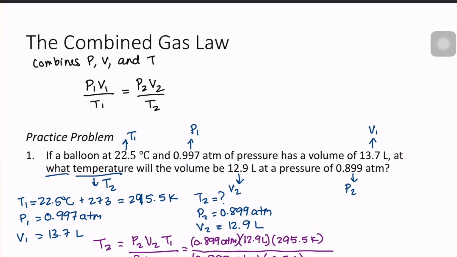All right, go ahead and do that math on your calculator. What you want to do is multiply everything across the top. So 0.899 times 12.9 times 295.5. And then I can divide that by everything on the bottom, 0.997 times 13.7. And I get a final temperature of 251 Kelvin.